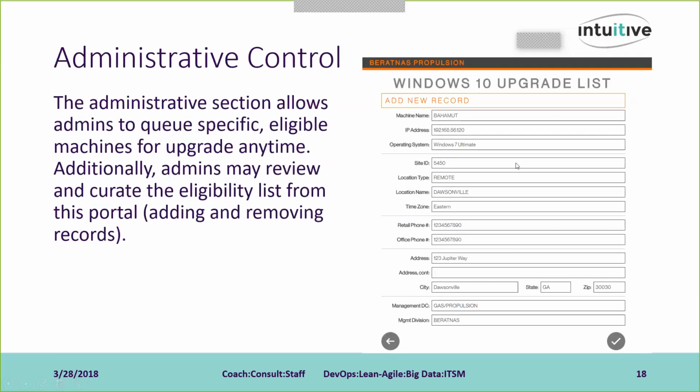Okay, administrative control. So I mentioned earlier that we can do things like add new records, remove existing records. I think I mentioned a few examples of why we would need to add a new record. So the administrative control here basically allows administrators to curate this list, whereas previously we were typing into a shared Excel spreadsheet.